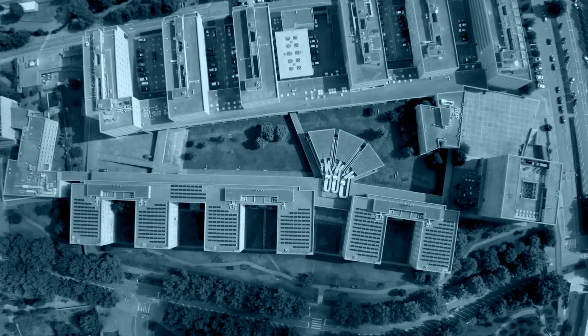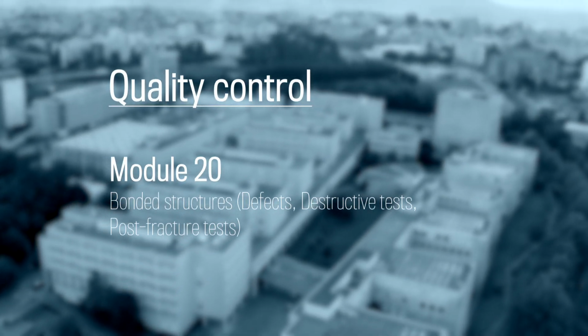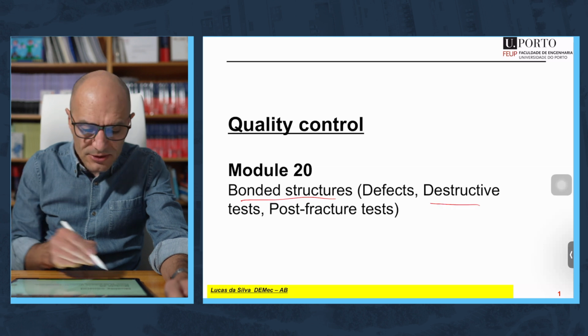In the second part of the quality control, I will describe the defects that occur typically in adhesive joints and describe the destructive tests available to assess the quality of the joint. So let's go to the second part of quality control. The first part was more about materials. The second part is about bonded structures, but about the destructive tests.